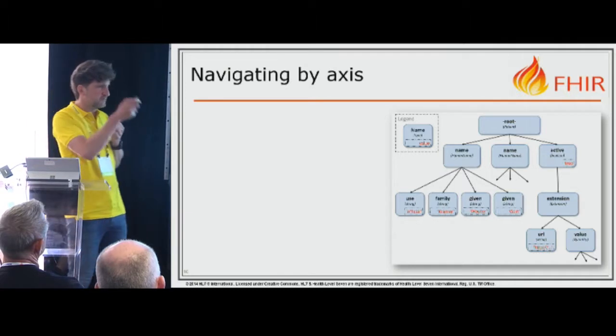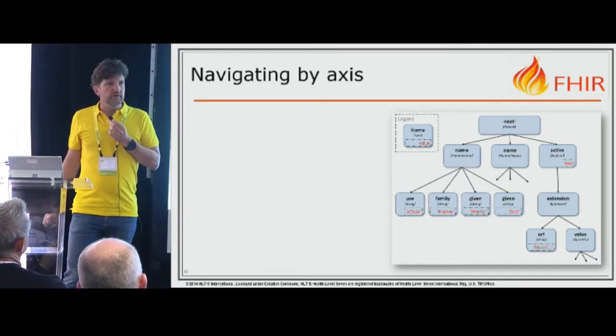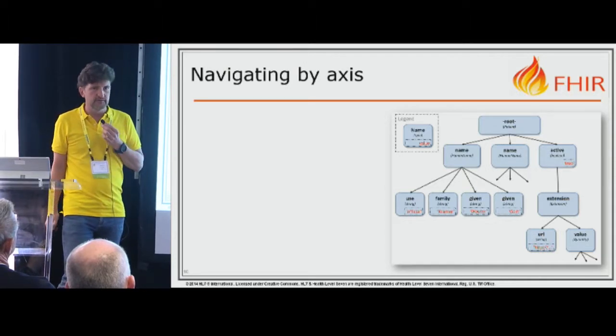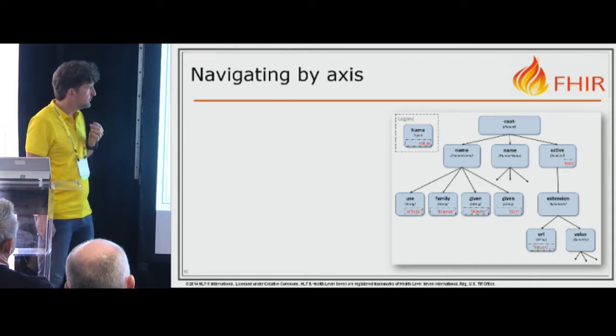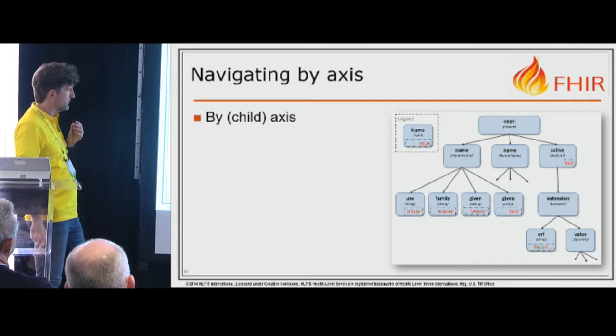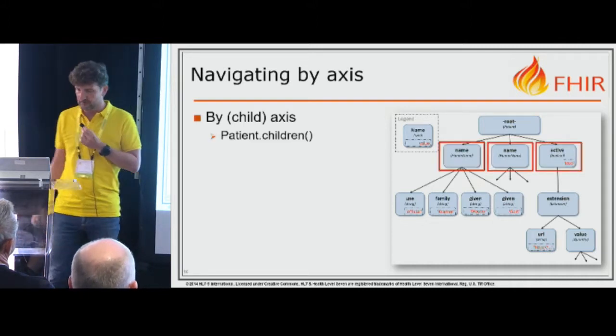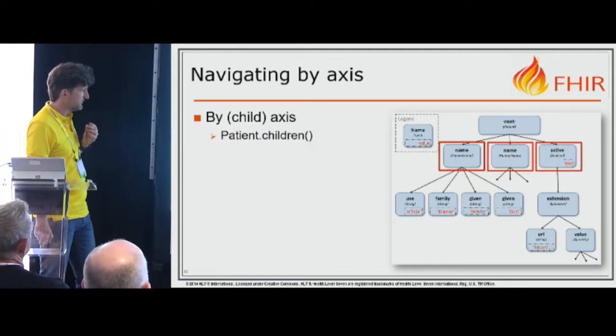That's one way to navigate exactly by name. That's the most common one. But we can also navigate by axis. XPath used the term too. We can, for example, navigate by child. Say patient.children. That's pretty obvious. Select all children belonging to the patient node.